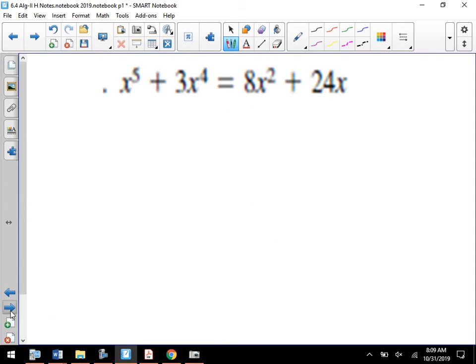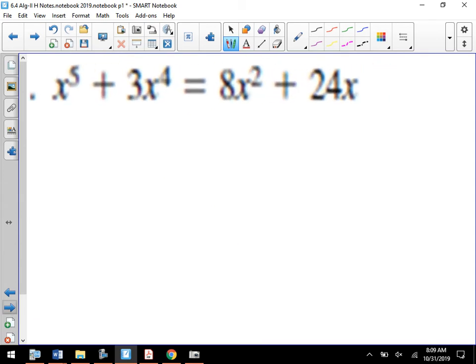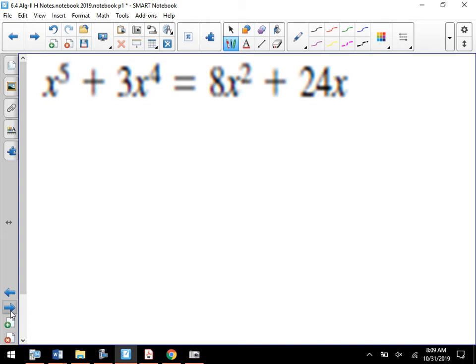Alright, try another one. Can you see that one okay? Yeah. Alright. Set it equal to 0. Start doing your GCF stuff. Start breaking it down and see what you come up with.